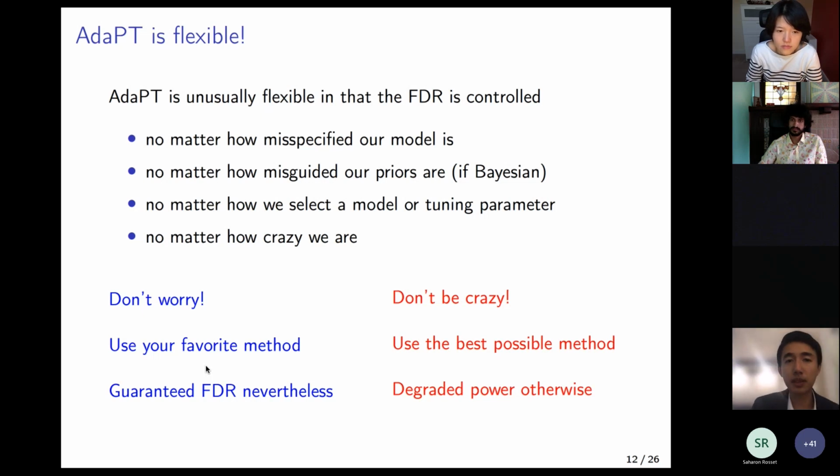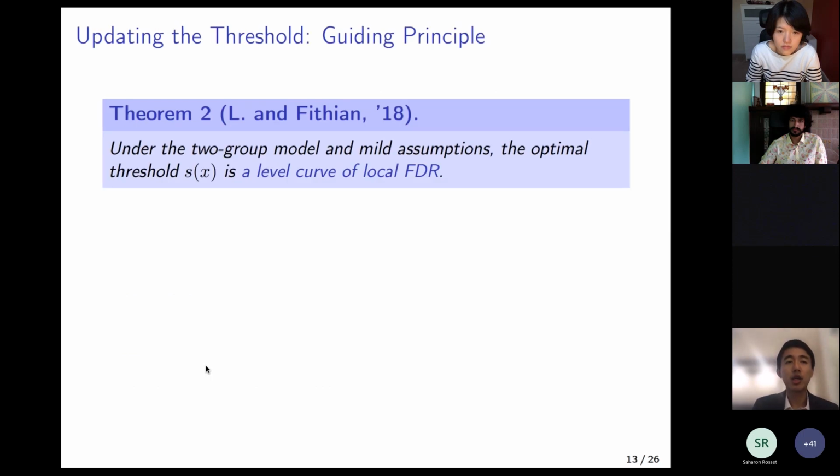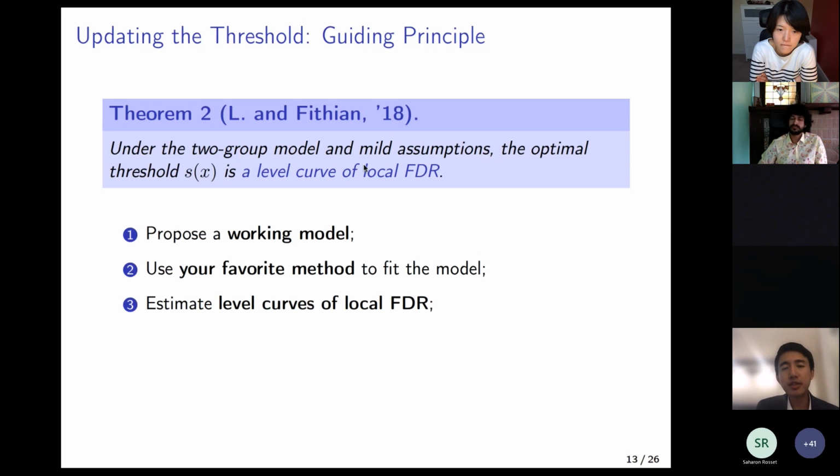Okay, so that's about flexibility and FDR control of this procedure. The next question is, how are we going to train a good model to update the threshold? Here, the guiding principle is that we need to use local FDR. In our paper, we show that under the two-group model and mild assumptions, the optimal threshold should be a level curve of the local FDR in our setting. A similar result also appeared in previous works, but when we use our FDP estimators, we also have the same observation. So this result gives us a general principle.